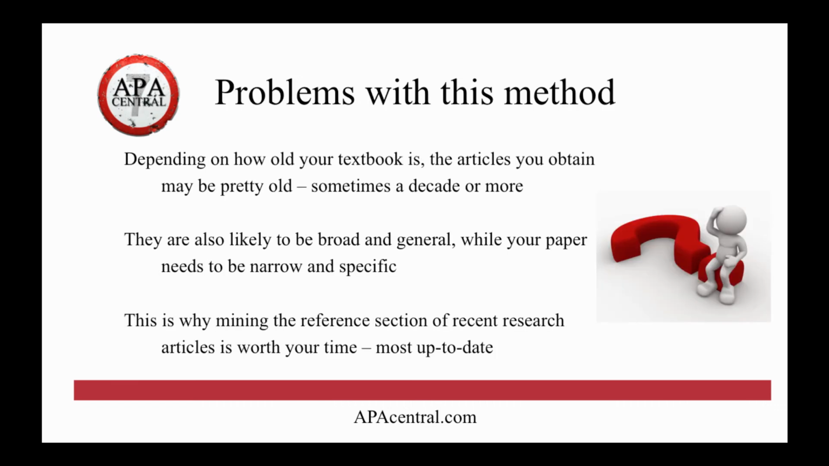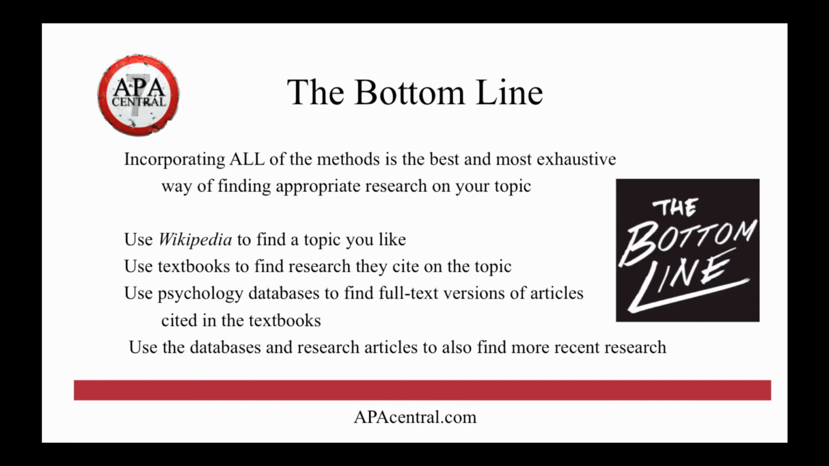The problems with this method are that depending on how old your textbook is, the articles you obtain may be pretty old, sometimes a decade or more. They're also likely to be very broad and general because they tend to be literature review type articles, while your paper needs to be narrow and specific because you're talking about a specific topic. This is why mining the reference section of recent research articles is probably more worth your time because they're going to have the most up-to-date information there.